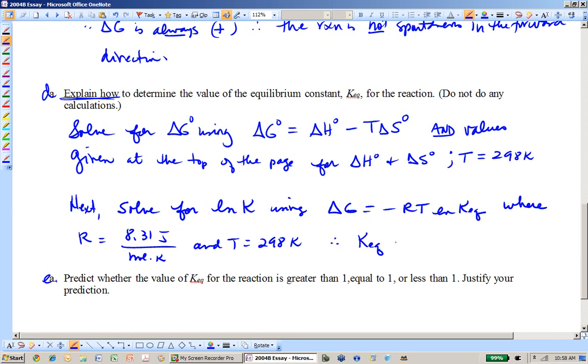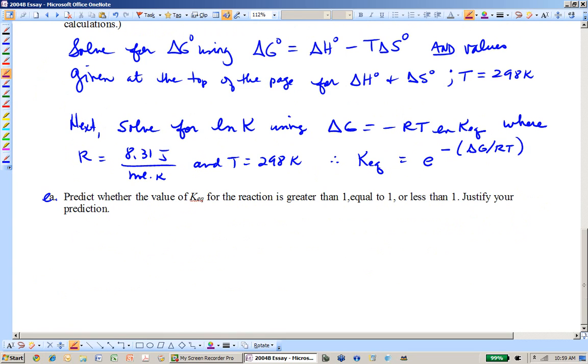Therefore, KEQ equals e, because that's what natural log is. It's not log, it's ln, so it's base e, not base 10, to the minus delta G over RT. So where did I get that? I'm solving for ln KEQ, so wouldn't that be take both sides of the equation, divide it by minus RT, so I get delta G divided by a minus RT. I just put the minus on the outside of the parentheses of that expression, and I'm done. So they want to see if you can actually talk math, not just do math.